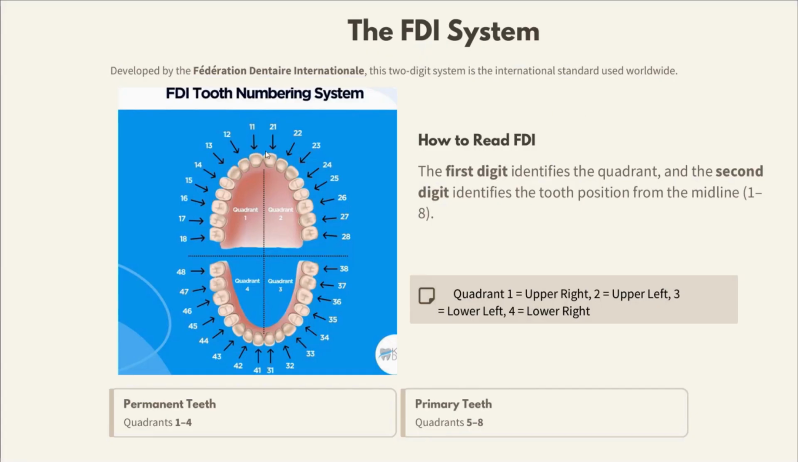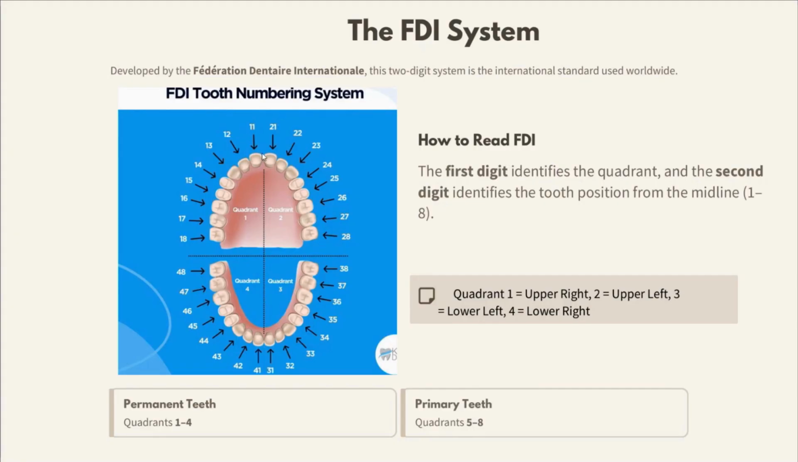So for example, let's see here, we have 1.1, 1.2, 1.3. The first digit gives us an idea that these teeth belong to quadrant 1. And here we have tooth number 2.2. So our first digit tells us that it belongs to quadrant 2. And now the second digit tells you the position of the tooth from the midline. So it's a two-digit system. The first digit gives us an idea about the quadrant, and the second is the tooth position.